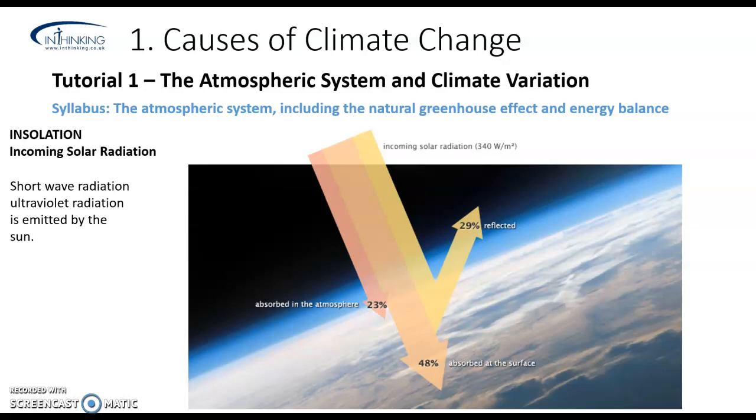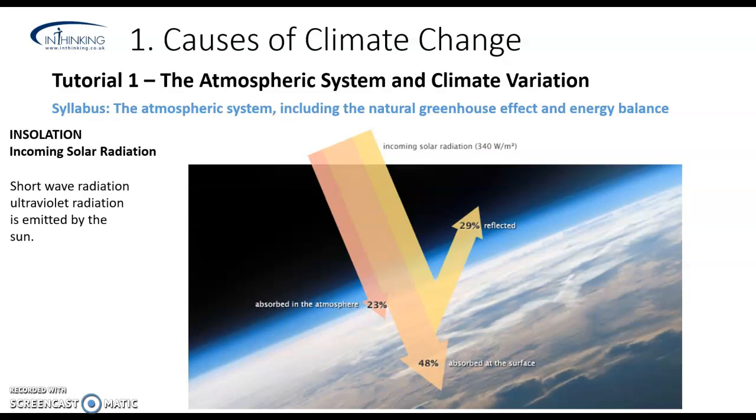So the first thing we want to think about in terms of the atmosphere as a system is that it's an open system. That means there are inputs into that system, there are storages within the system, and there are outputs. So immediately what we can see in this diagram is the main input into the atmospheric system, which is incoming solar radiation, insolation. This comes in the form of shortwave radiation, ultraviolet radiation, and it's emitted by the sun.